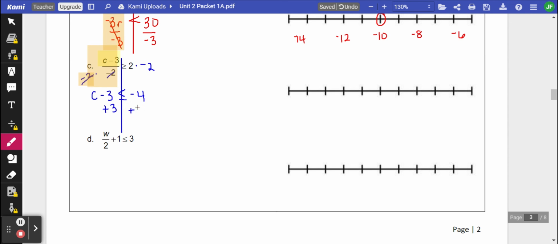The inverse of subtracting 3 is adding 3 to both sides. So we have c on the left side. I added instead of multiplying or dividing, so I don't have to worry about flipping my sign, and negative 4 plus 3 is negative 1. So I'm just labeling a few numbers. I'm going by 2's. This time I'm going to have a closed dot at negative 1, and I'm going to shade to the left because my variable is first.